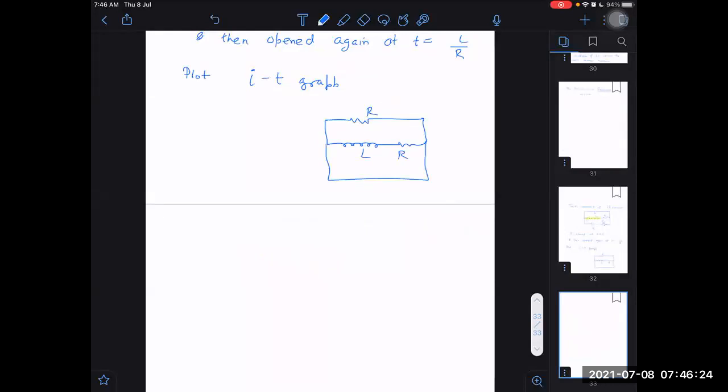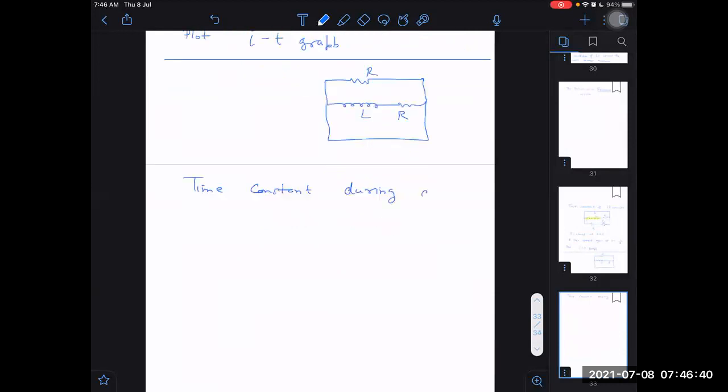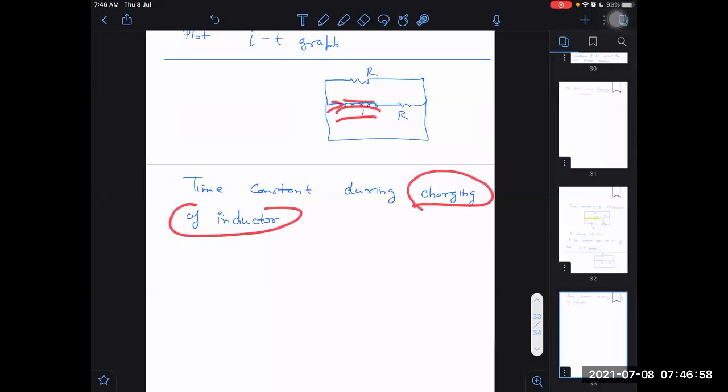So the time constant during charging. Charging does not mean some charges will be stored in this. Does it mean charges are stored in this? No, it is like magnetic energy is increasing in this, because the current is increasing. That is what we mean by charging. It doesn't mean that charges are being stored in this, plus and minus, not like that. Okay.